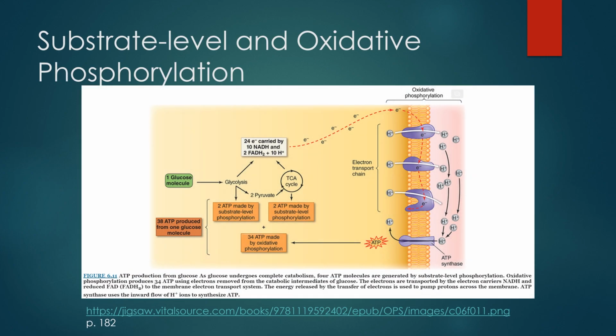So this is just a picture found in the book on page 182. It kind of gives you a visual on the substrate and oxidative level phosphorylation, showing that oxidative phosphorylation is going to bring hydrogen outside of the cell, back into the cell at the membrane to make ATP, whereas in substrate level phosphorylation, you're going to have them all inside the cytoplasm.